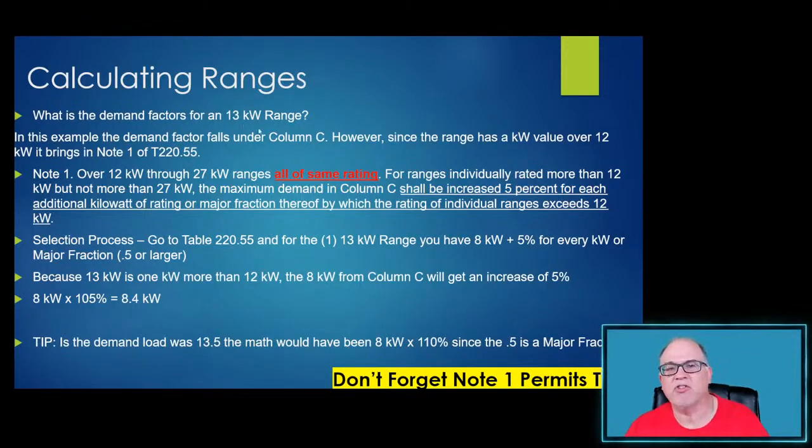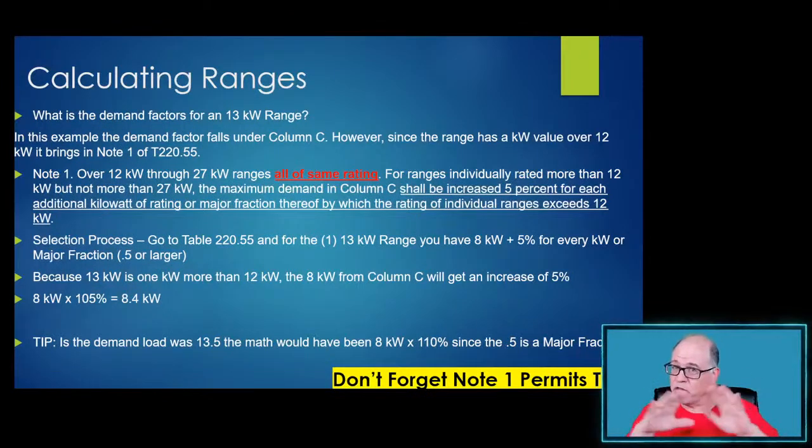Now, one thing that you'll notice right away, column C says that it's not over 12, but this range is over 12. So this means we've got to use some notes. In this case, note 1. Since the range in kW is over 12, we're going to use the note. And what does note 1 tell us to do? It says for ranges individually rated more than 12 kW but not more than 27, the maximum demand in column C, and column C is the demand, mind you.